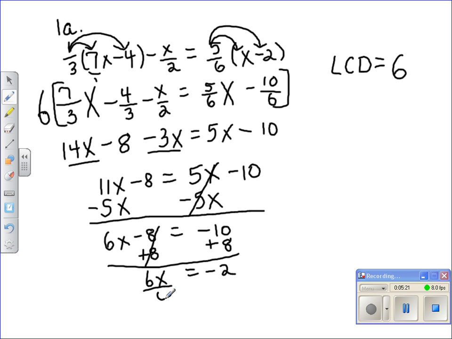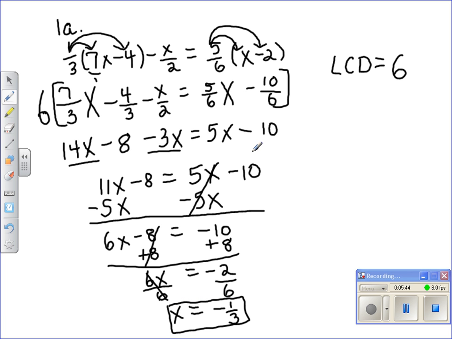I divide both sides by 6. On the left-hand side, it cancels out, and I'm left with just x. And on the right-hand side, I have negative 2 over 6, but of course that's not in reduced form. I want it to be in reduced form. So I reduced 2 over 6 to 1 over 3, and that's my final answer.